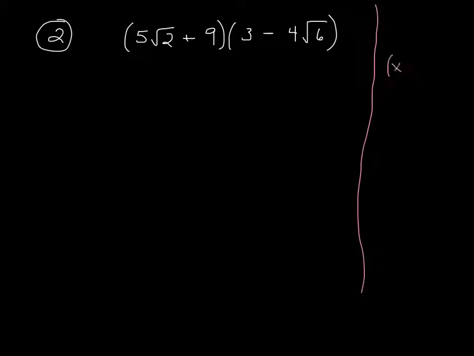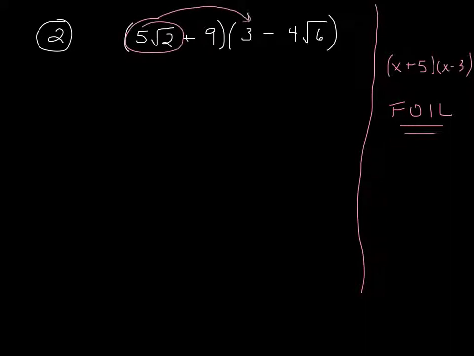Maybe if we did (x + 5)(x - 3). A lot of times we know this as the product of two binomials, but we know it a little bit more commonly as FOIL. It stands for first, outer, inner, last. But I think what I've seen lately is people are a little bit better off with the distributing rule and staying with the distributing rule. So we're going to start with the 5 radical 2, and we're going to distribute it to the 3 and to the 4 radical 6. And then we'll come back and grab this 9 and distribute it also to the 3 and the 4 radical 6.